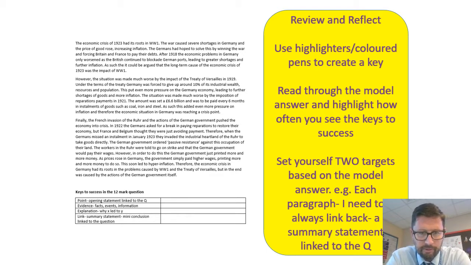So I just need you to color code that little grid. So you'll have 4 different colors. Then read through the answer and highlight where you see the points, the evidence, the explanation and the link. And that way you'll understand that to get 12 out of 12, your answer has to be full of clear points, evidence, explanation and links back to the question. So that's job number 1.